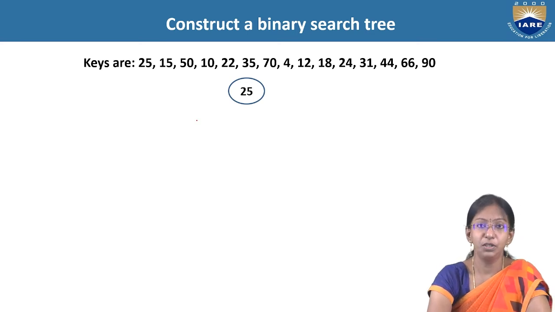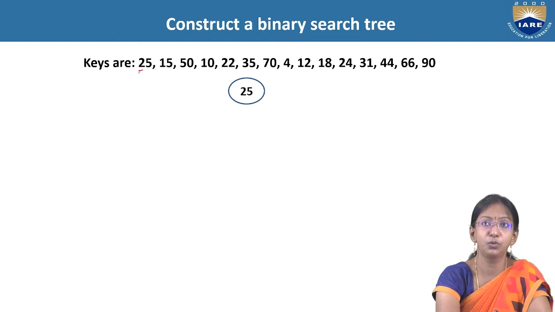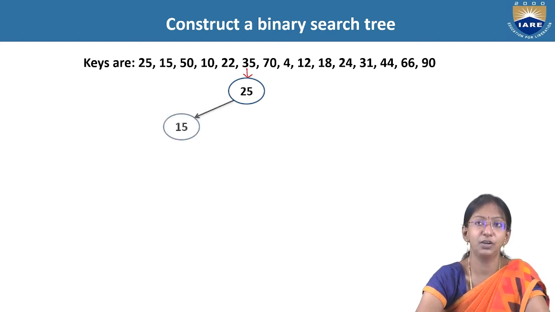Initially the tree is empty, right? So the first node becomes the root node. So 25 is the root node. Next element is 15. Compare with the root. So as it is less than 25, it is going to come as the left child of 25. Next element to be considered is 50. Compare it with 25. As it is greater, send it to the right.